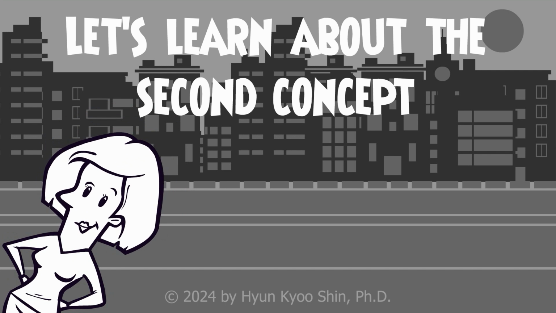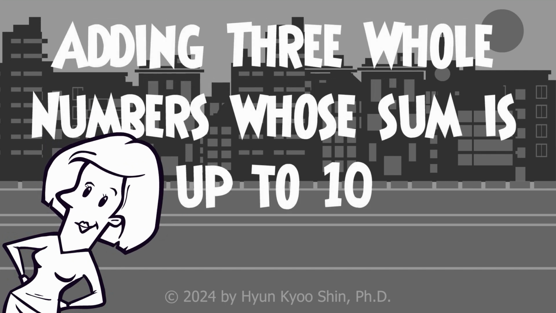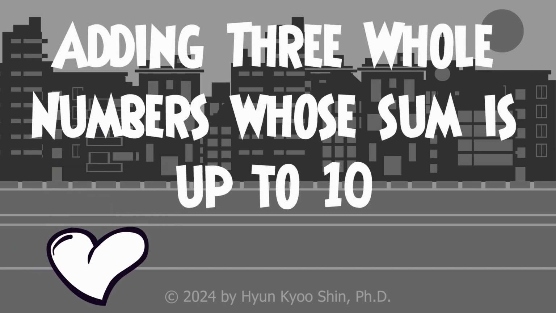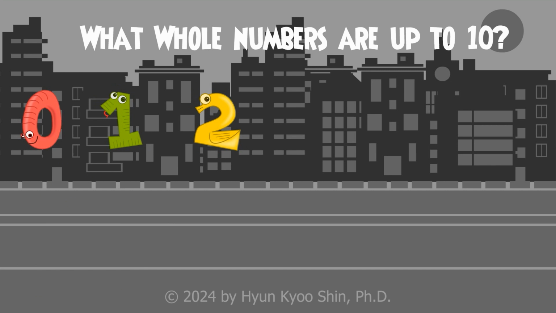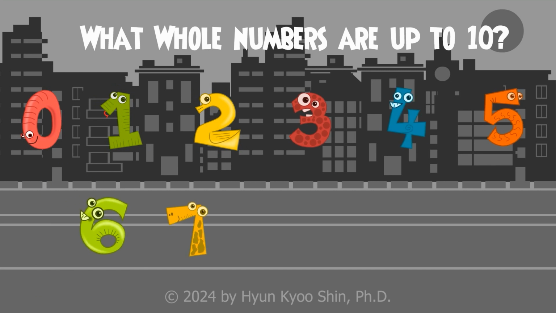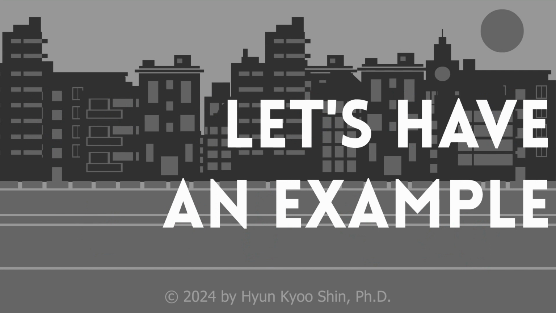Let's learn about the second concept. Adding three whole numbers whose sum is up to 10. What whole numbers are up to 10? They are 0, 1, 2, 3, 4, 5, 6, 7, 8, 9, and 10. Let's have some examples.